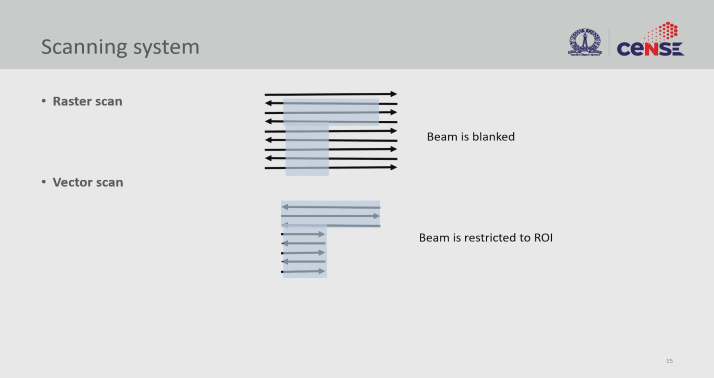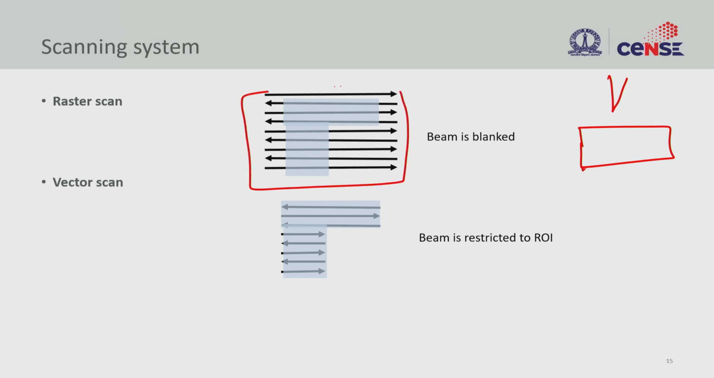And the next thing is writing. How do we write? So now I have a pencil of beam, a sharp beam, and then I want to write a pattern. There are two ways to do that. One is called raster scanning, the other one is called vector scanning. In raster scan, if this is the area, the beam scans the whole area.